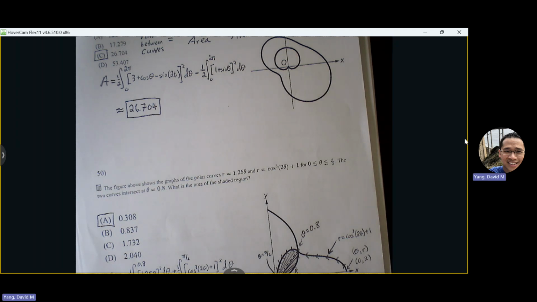49, same way, we find the area of the entirety of the outer larger region, and then we can subtract out that inner portion.